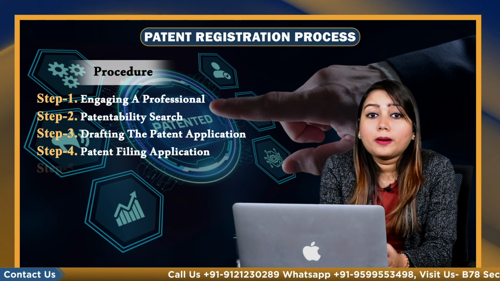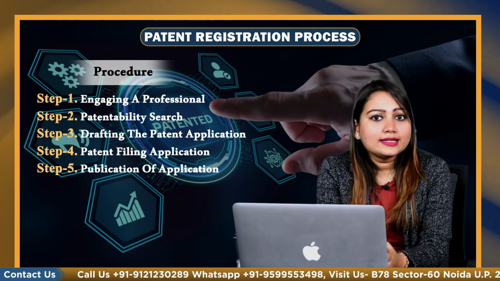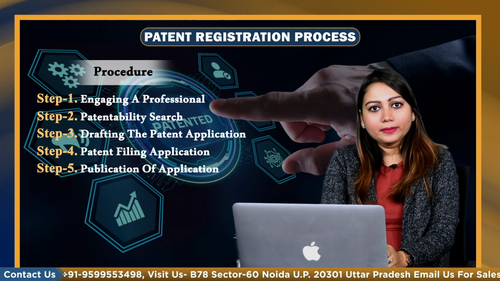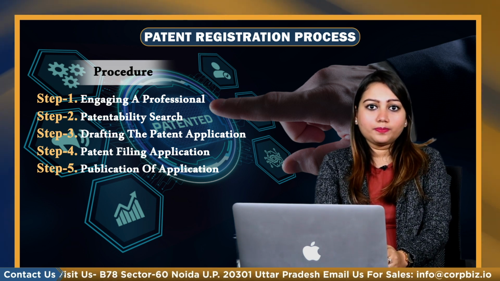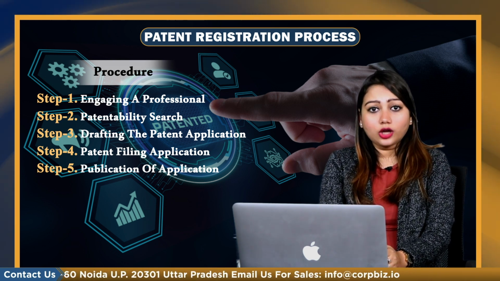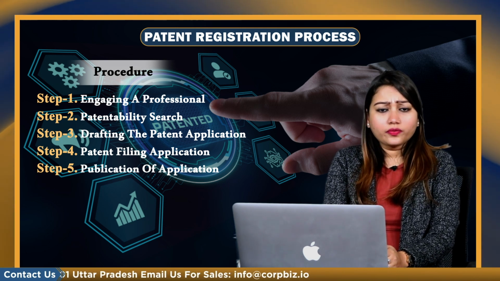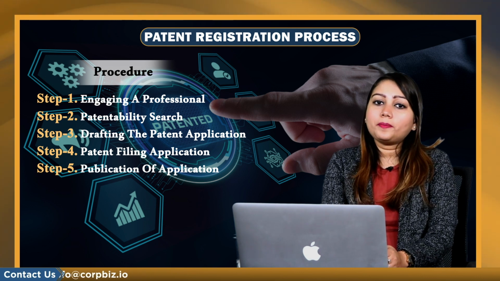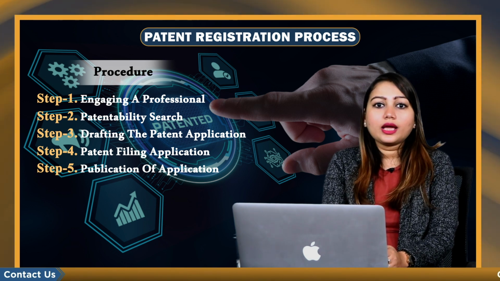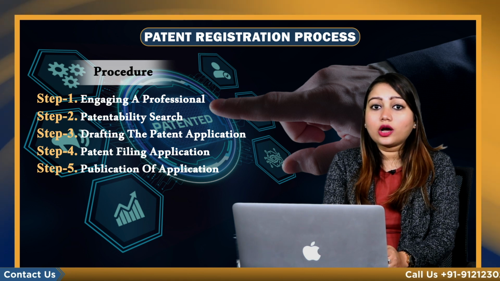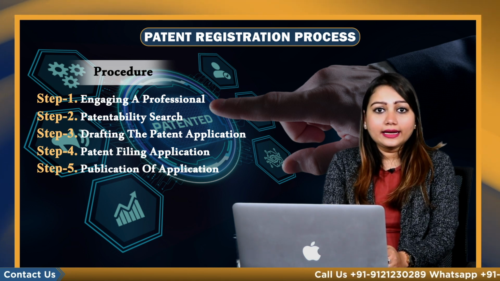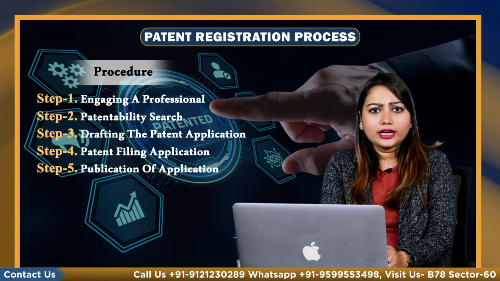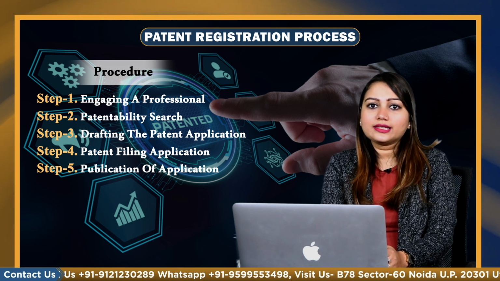Step 5 includes publication of application. Once the application is filed, it goes to the Indian Patent Office. Simultaneously, the Indian Patent Office publishes the patent application in the official patent journal. Along with the same, the patent application comes in the public domain after the Patent Office publishes it. Every application is published in the official journal after 18 months from the date of filing the application or the date of priority of application, whichever is earlier.